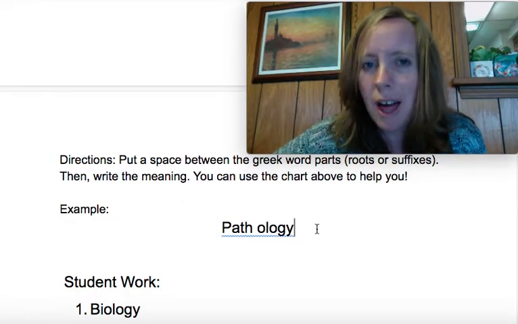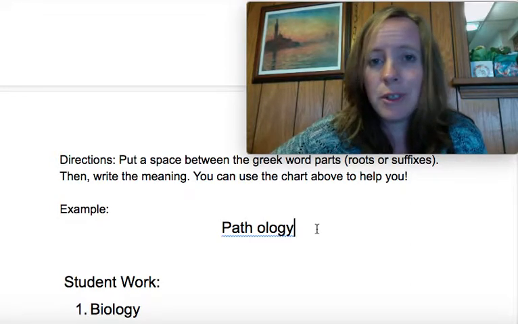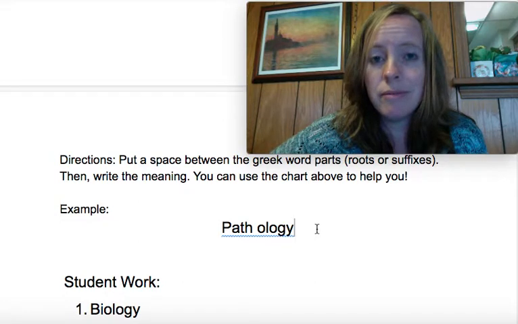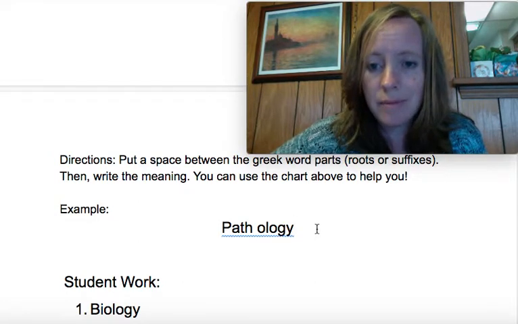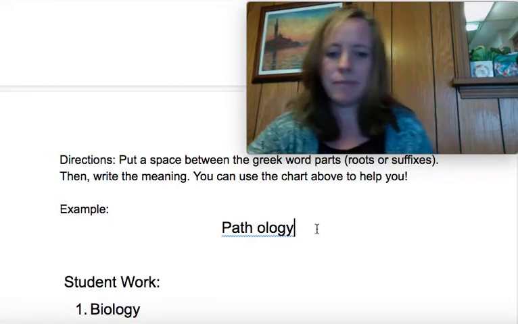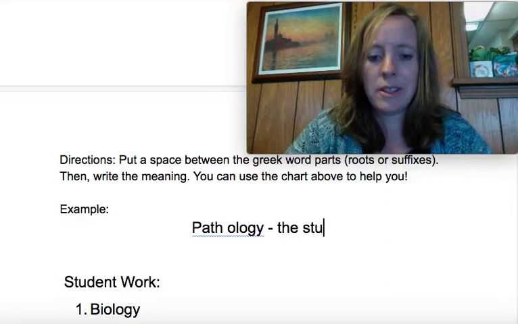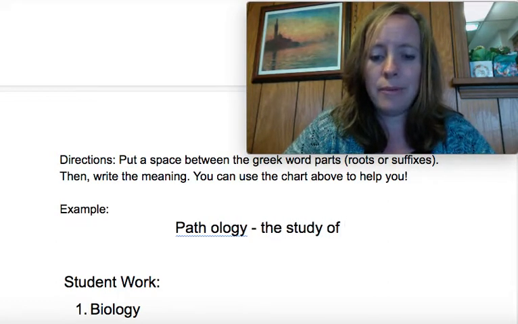You know, I bet there are a lot of pathologists working to help us right now, right? To study the illness that has affected many lives. So pathology is the study of disease.